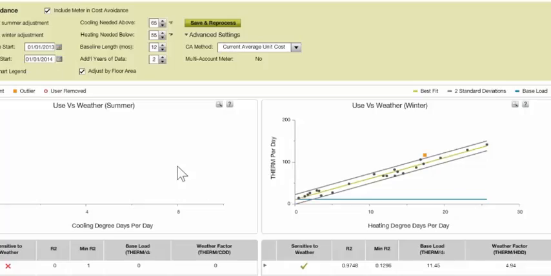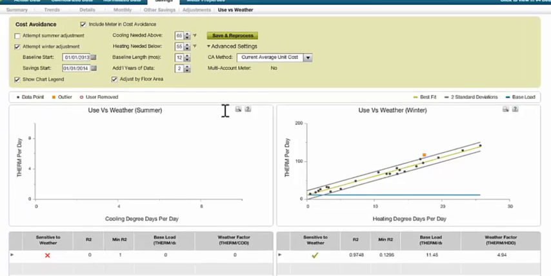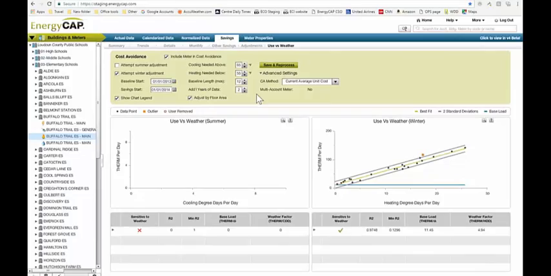Okay, so I can lock this in. If this is the way I have tuned the settings for this meter, I'm confident in it. I would save and reprocess. It'll save my settings, it'll process all my savings, and then I am done with this meter.